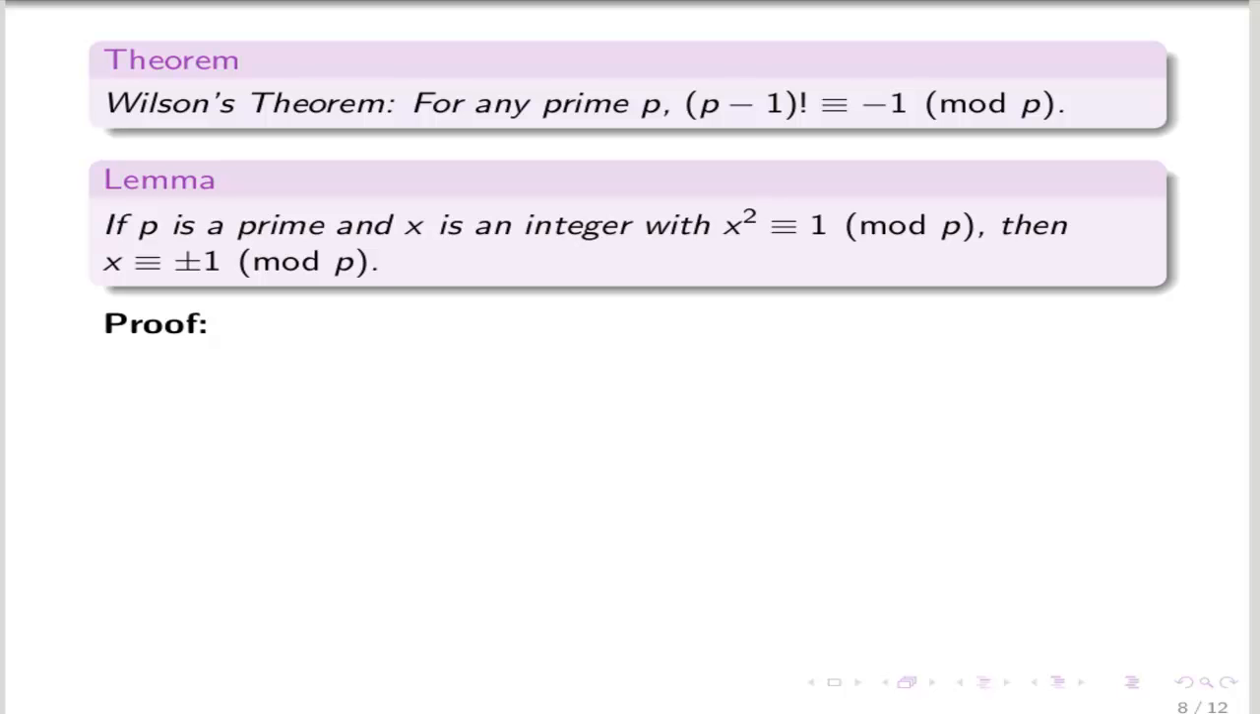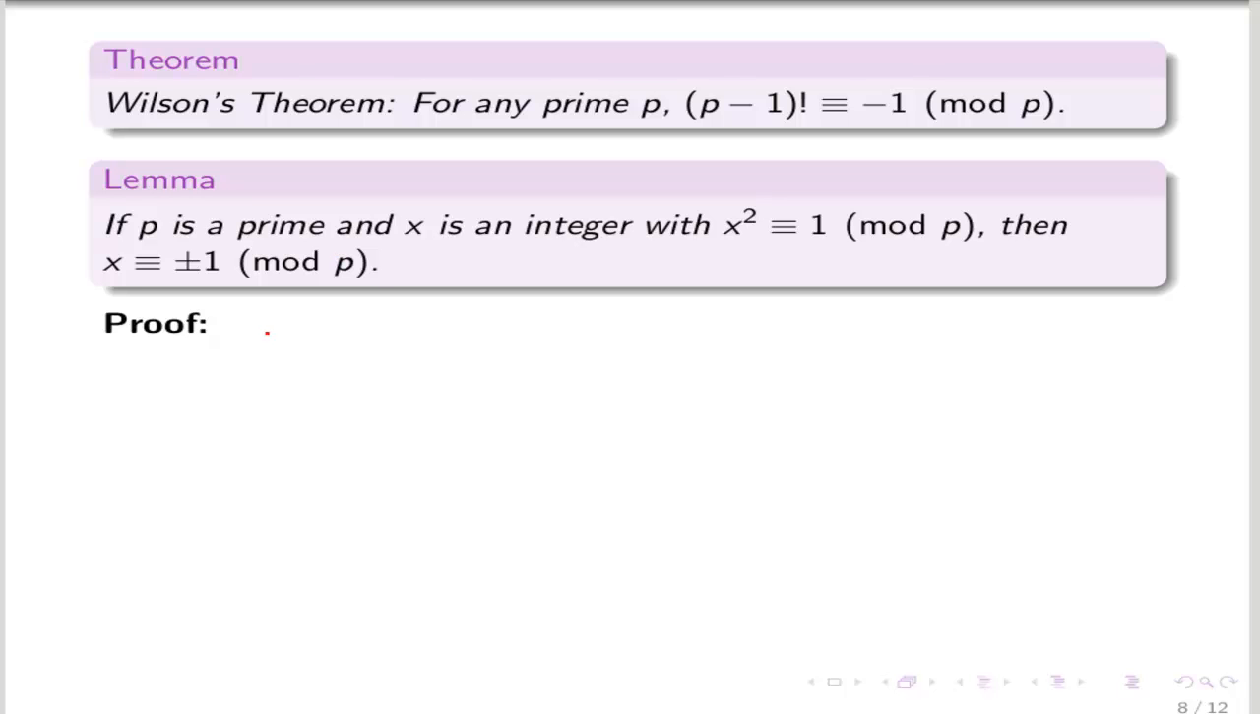Wilson's theorem. Wilson's theorem says the following. For any prime p, p minus 1 factorial is congruent to negative 1 mod p. And it's an immediate consequence of the following lemma. If p is a prime and x is an integer with x squared congruent to 1 mod p, then x is congruent to plus or minus 1 mod p.